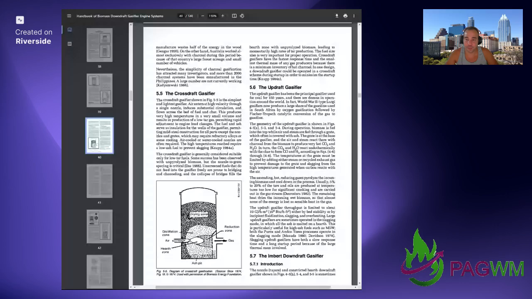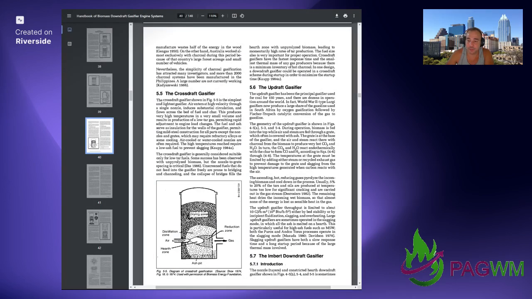The fuel and ash serve as insulation for the walls of the gasifier, permitting mild steel construction for all parts except the nozzles and grates, which may require refractory alloys or some cooling. Air-cooled or water-cooled nozzles are often required. The high temperatures reached require low ash fuel to prevent slagging. The cross-draft gasifier is generally considered suitable for only low-tar fuels.